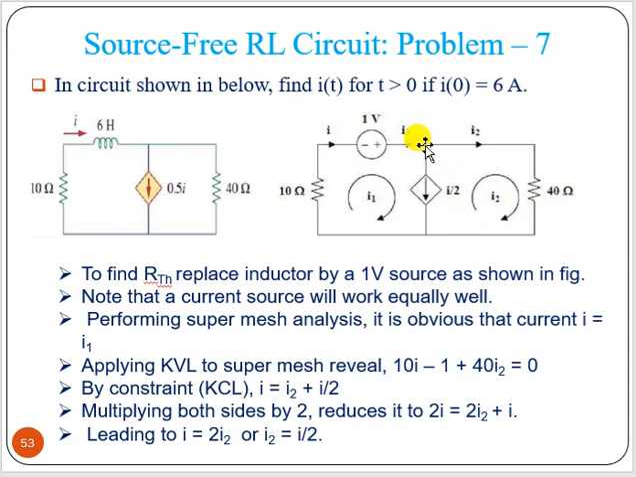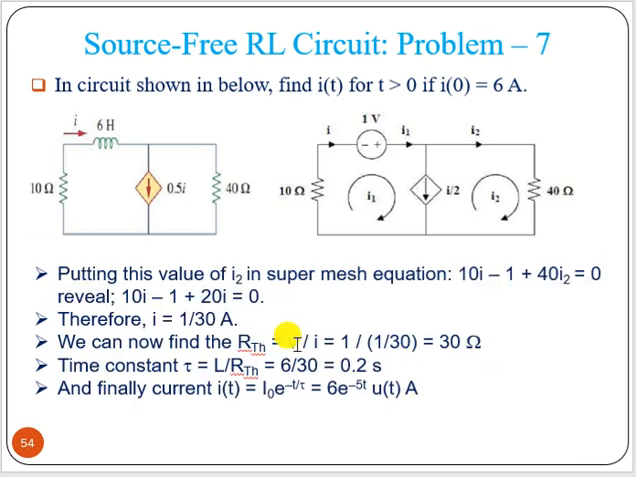Now if you write KCL at this node, what can you write? I1 equal to I2 plus I by 2, right? Entering current is I1, these two are leaving currents. Now multiplying both sides by 2, we get this expression. So you can find out I2 in terms of I. That we can put here, then you can find out the value of I. If we got the value of I, okay, then R_TH equal to V by I. So we got the value of R. Then we can find out tau, L by R_TH. Then we can find out the value of the current i(t), because your I0 is given as 6.